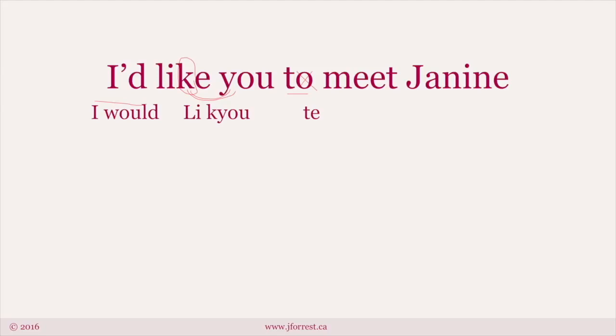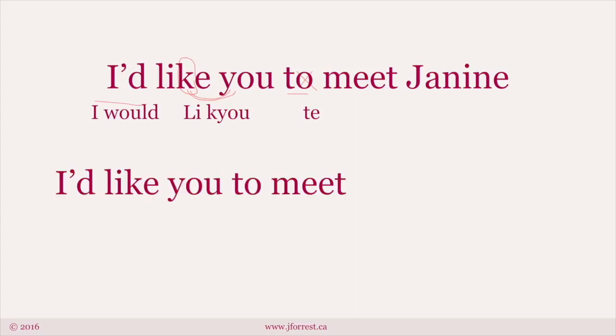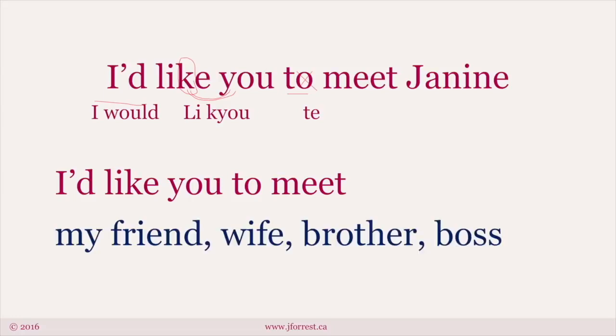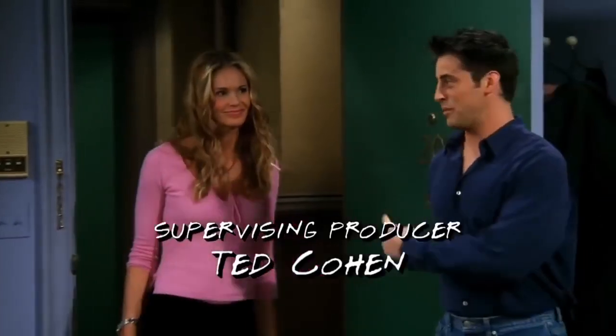So this is how we introduce someone in English. I'd like you to meet, but we can add more information. I can say, I'd like you to meet my friend, or my wife, my brother, my boss. And then we say their name. I'd like you to meet my friend Janine. Okay, now you try introducing your friend to me. Great job.